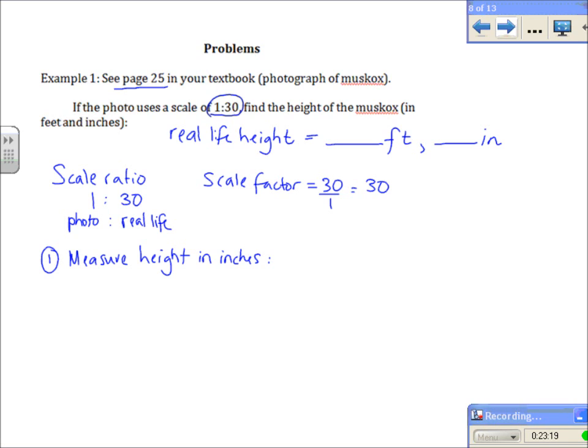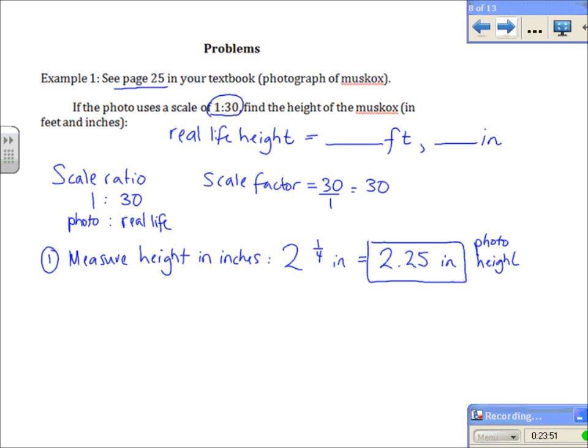Okay, so when I measure it in inches, if you get your ruler out and you measure from the bottom of the muskox to the top of it, you should get approximately 2 1/4 inches. Okay, which is the same as 2.25. If you take and divide 1 by 4, that's 1/4 or 0.25, okay, inches. So there's my photo height.